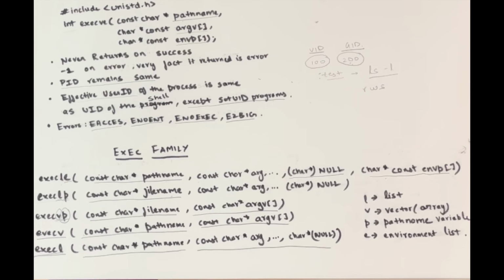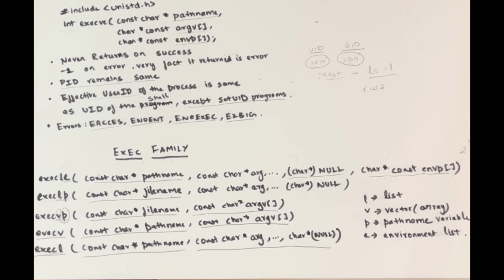I would also like to emphasize that if the environment list is not passed as an argument, then caller's environment list is inherited in the new program. If we want to override and don't let the new program have access to the parent's environment list, we can provide an explicit environment list with the help of execle or execve system call.